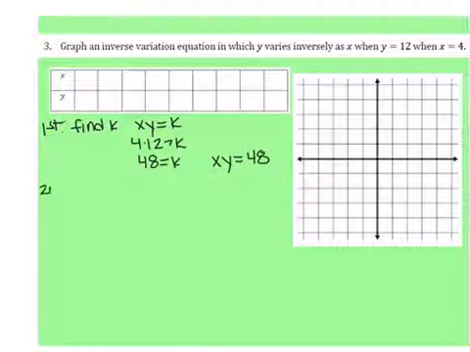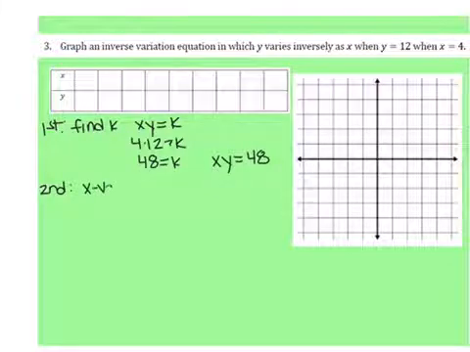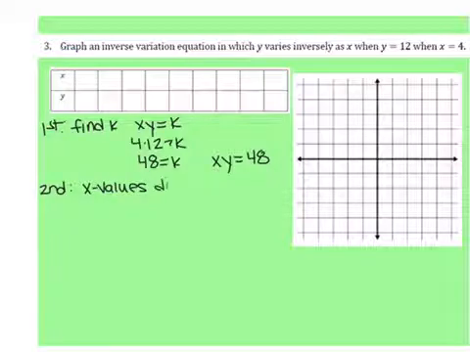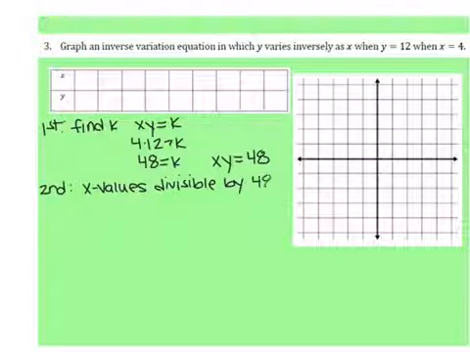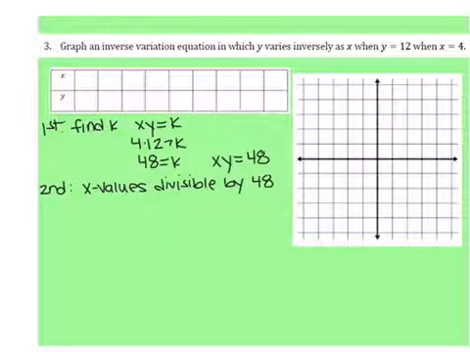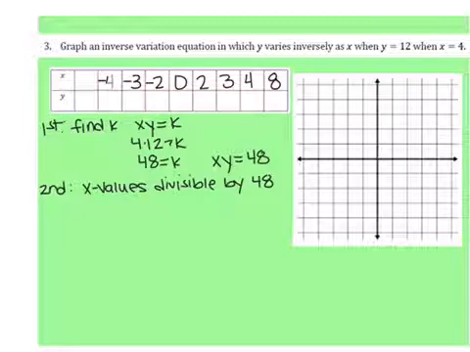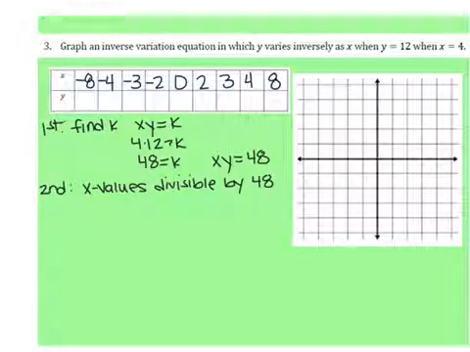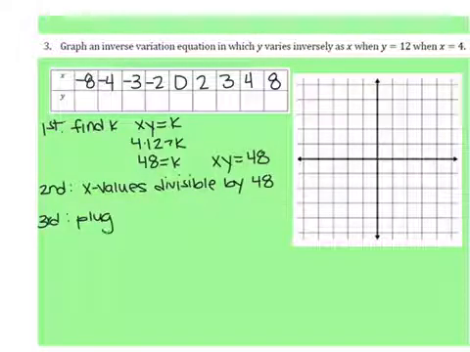Now the second thing we're going to do is plug in x values that are divisible by 48. And again, that's just going to help me so my numbers are nice. Remember, the middle number is always going to be 0. We want negatives and positives. Well, I know that I have 2, 3, 4, and 8. And then I'm going to do the same numbers, only negative, on the other side: negative 4, negative 8.